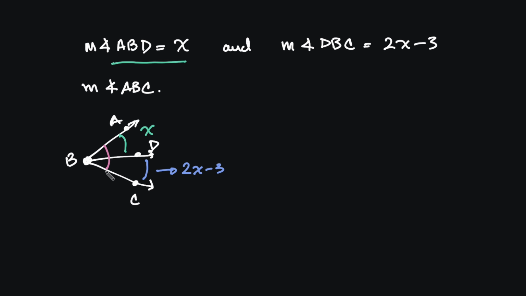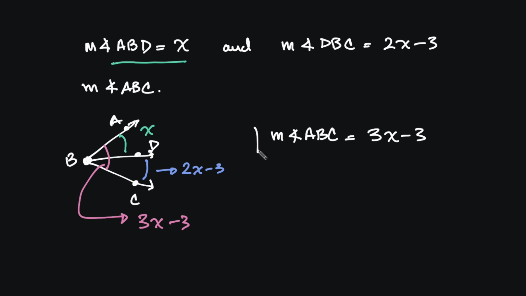Let me draw it here. It is going to be the addition of these two. So X plus 2X will be 3X and minus 3. So just like that, the measurement of angle ABC is equal to 3X minus 3, right? I don't know the values, I don't know anything else, but I know that that expression represents the measurement of that angle.